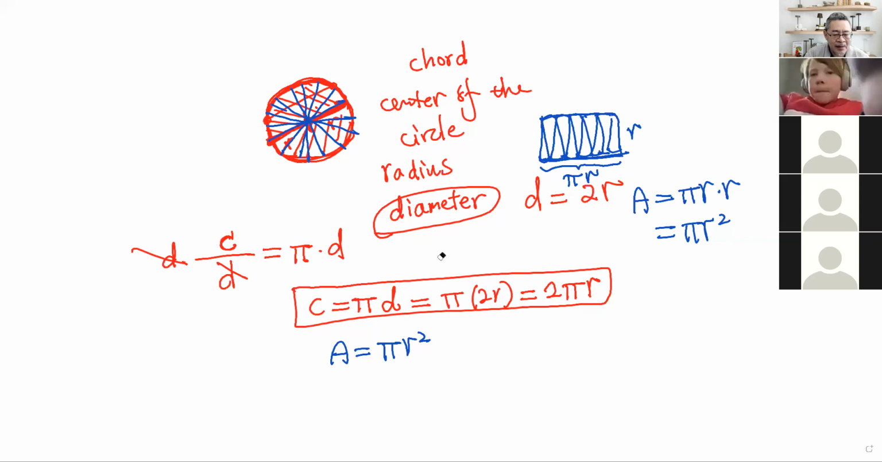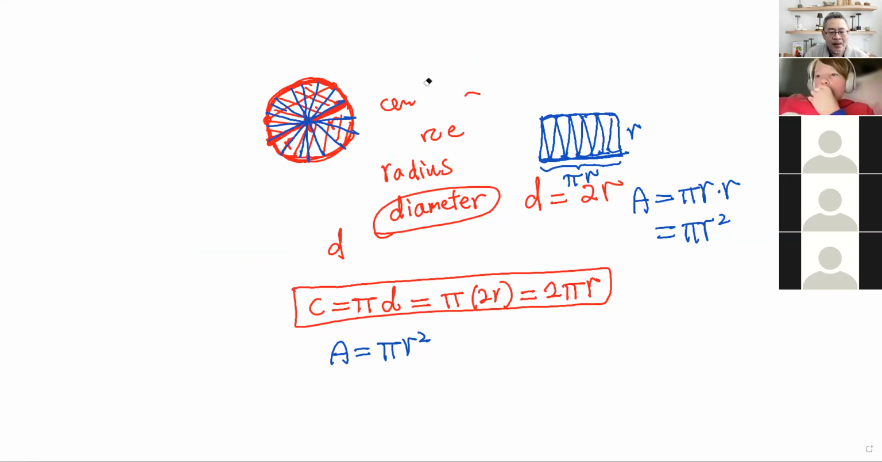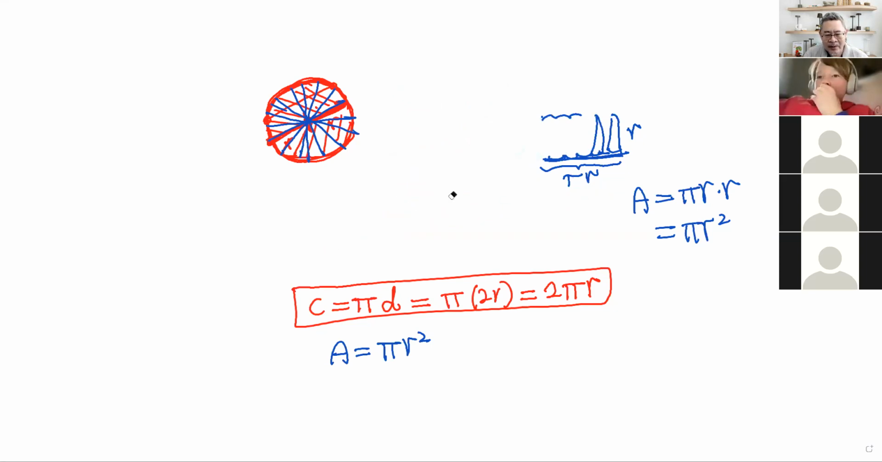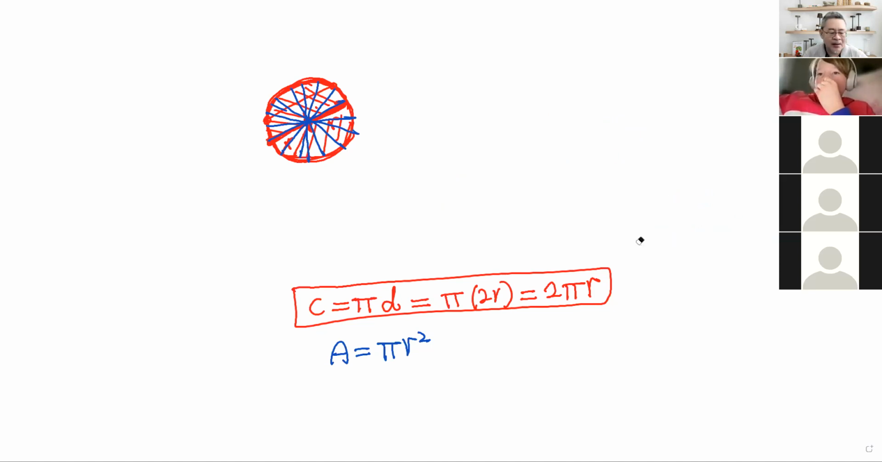Okay, now let's actually do some practice, some exercises. So we know there are two formulas. One is the circumference, which is basically the perimeter. We also know the area, and those are the two important things we need to know. So the circumference is 2 pi r. The area is pi r squared.